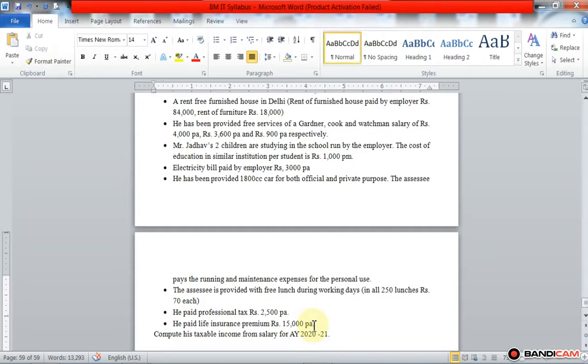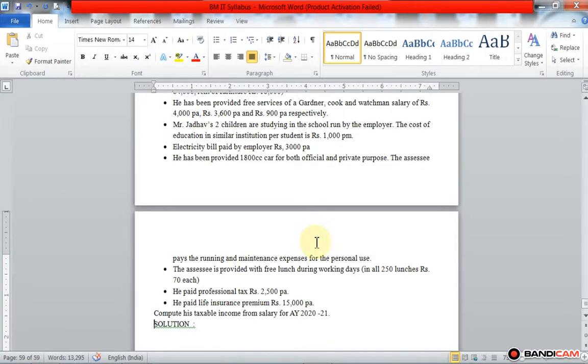Now we solve this problem. So here is the solution, that is computation of income from salary. Then name of SSC, so the name of SSC is Ajit Kumar Jadhav.